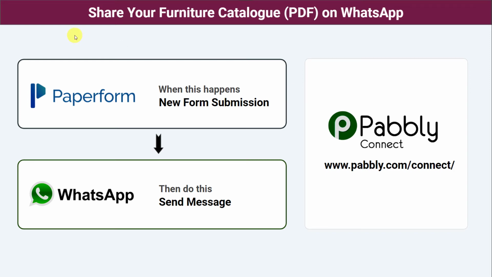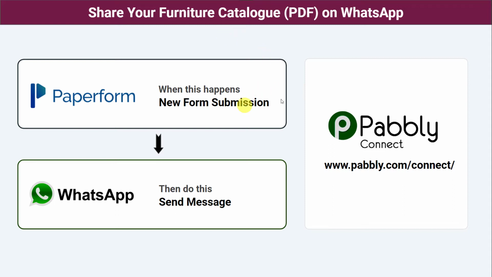Hello everyone. In this video, we are going to learn how to share your furniture catalog PDF on WhatsApp. So let's take an example that you are a furniture shop owner and you have created an enquiry form in your paper form. Now, whenever a customer approaches you for inquiring about any furniture, you ask them to fill in a paper form for your records and send them the furniture catalog.